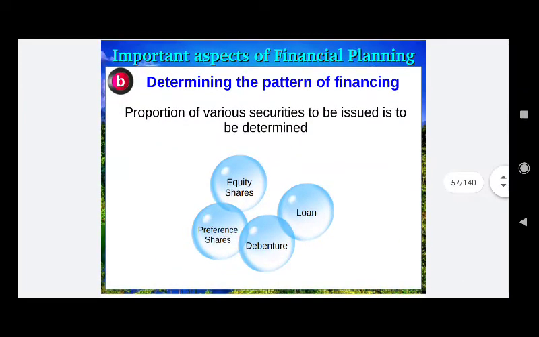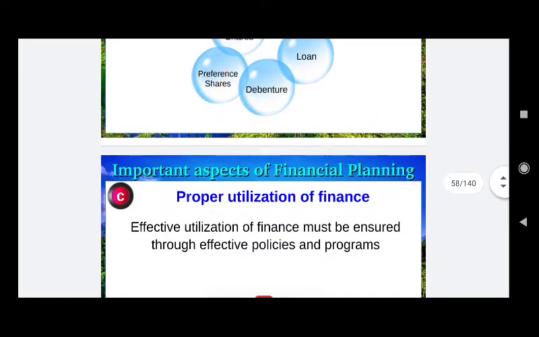Point B, determining the pattern of financing. The proportion of various securities to be issued is to be determined. As you can see in the bubbles at the bottom of the screen, equity share, preference share, debentures, loan and other types of borrowing, they all become the combination of finance of any business concern.